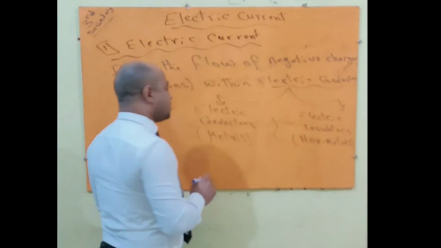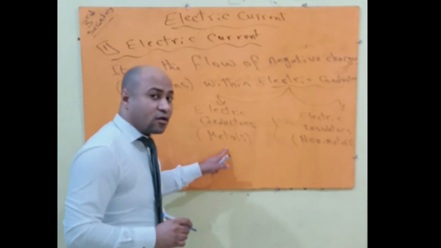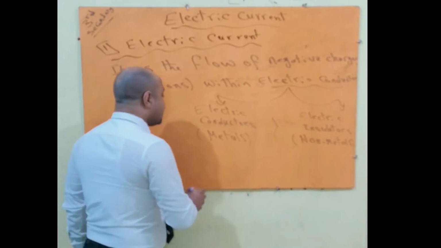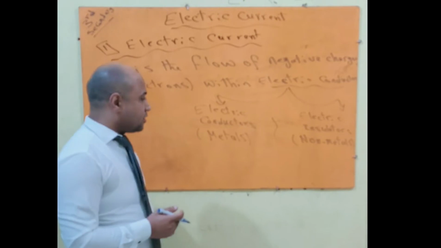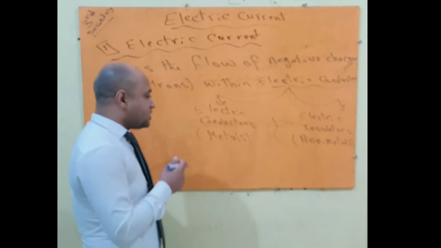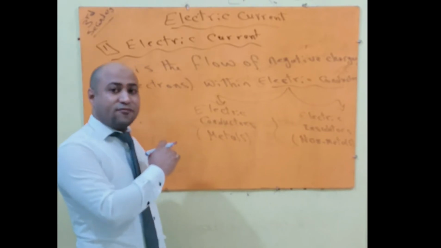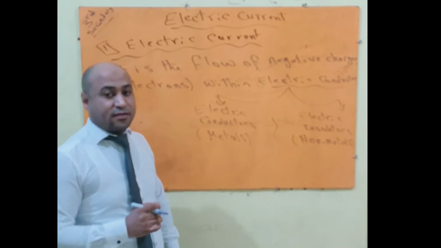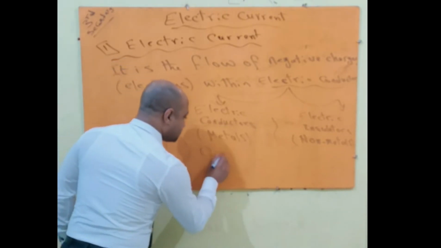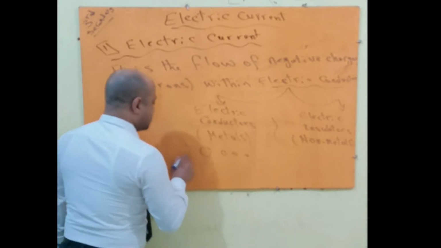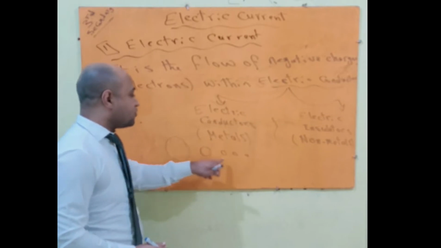What is the difference between metals and non-metals? Metals allow the electric current to flow through them. Why? Because we have learned before that in the modern periodic table, metals lie at the left side. We said that the atomic size decreases gradually as we go from the left side to the right side of the modern periodic table. So metals lie at the left side, and the atomic size of metals is larger than that of non-metals.